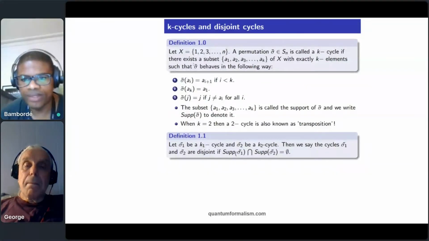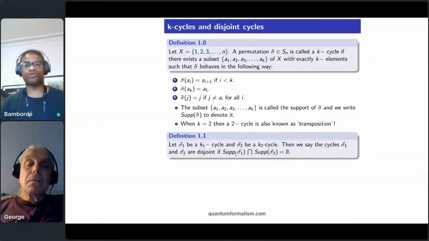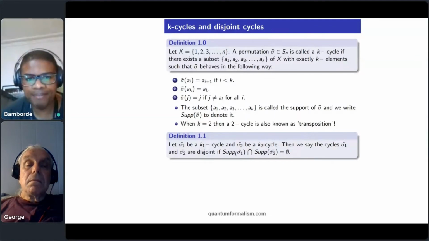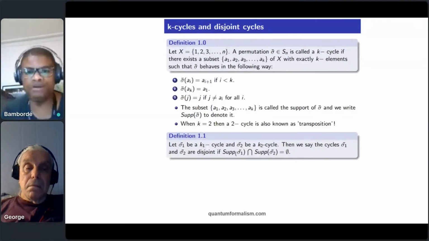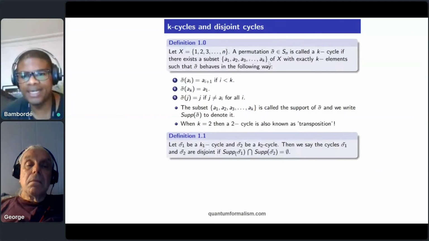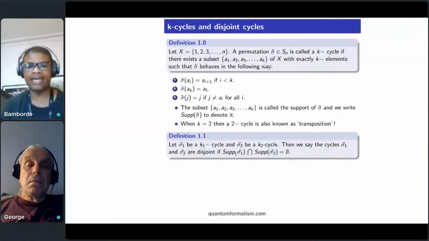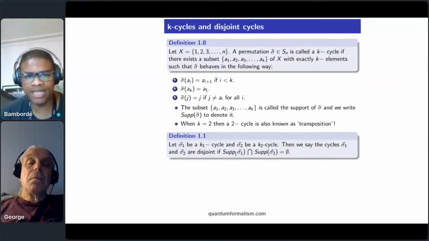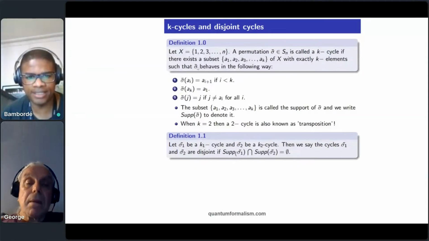Okay. So this is called a K cycle. K cycles are a special type of permutation. The first condition they need to satisfy is that there must exist a subset A1, A2 to AK. So there must exist some elements of the set X, K number of them, such that this permutation then behaves like this, okay, this sigma tilde.